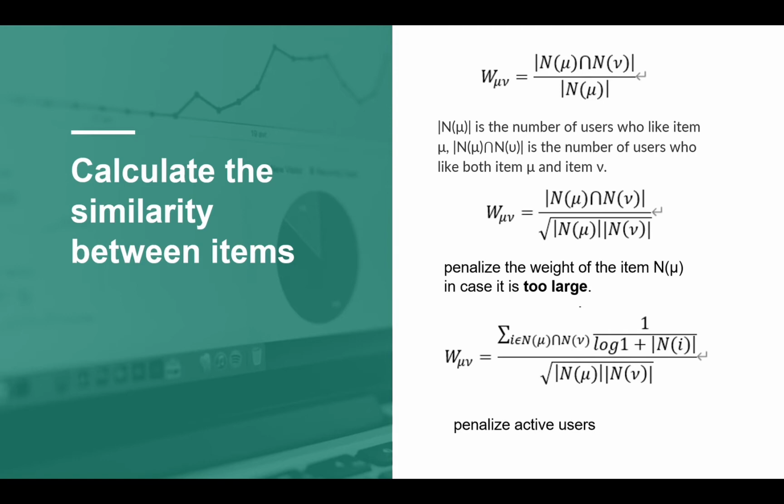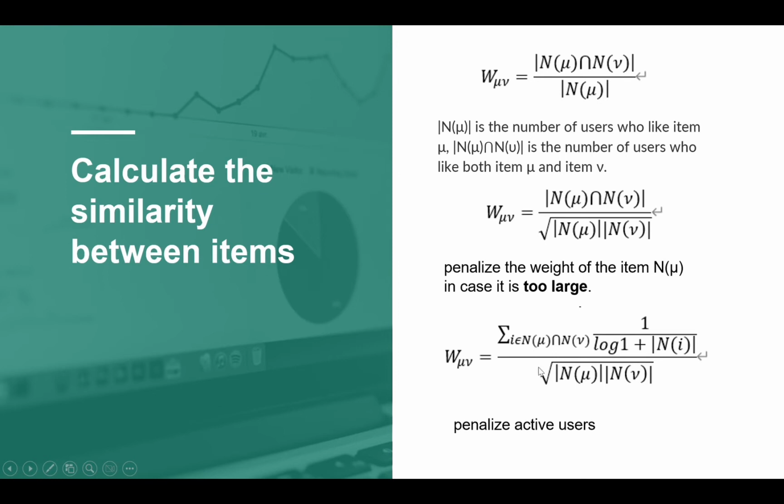The formula we use is like this. The denominator is the number of users who like item mu, and the numerator is the number of users who like both item mu and item nu. But there exists a problem that if the item mu is quite popular, which means the N(mu) is very large, it will result in the similarity very close to 1. It will recommend hot items all the time, which is not good. So we can improve this formula by penalizing the weight of item N(mu) in case it is too large.